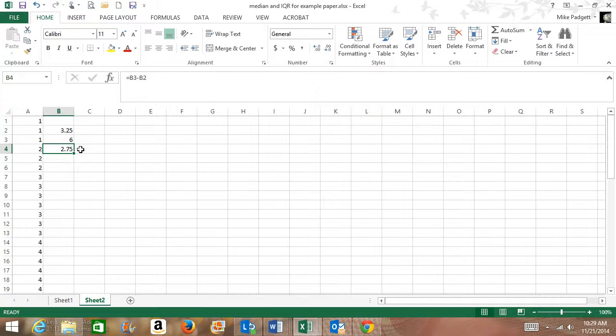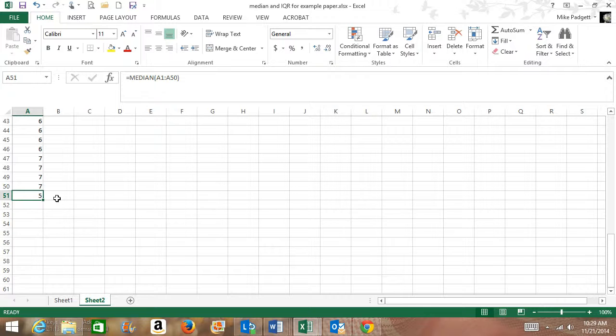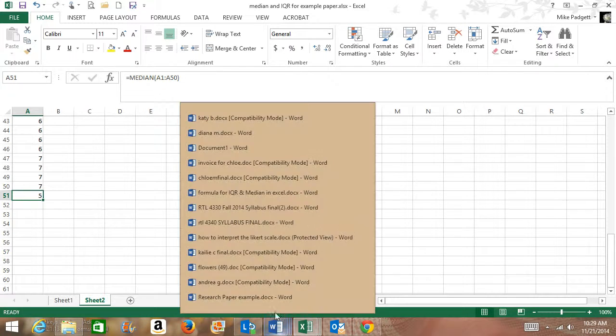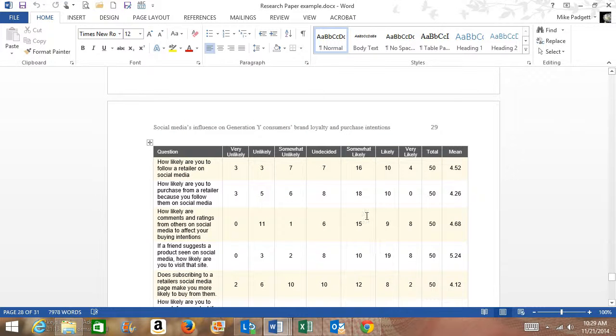We don't want an IQR above 3. So you just report the IQR is equal to 2.75, which means that we're in an okay variance, that the scores don't vary too much. It just shows that your median can be used and that it is correct. So our median score is the 5, which is somewhat likely. So that is how you figure your interquartile range.